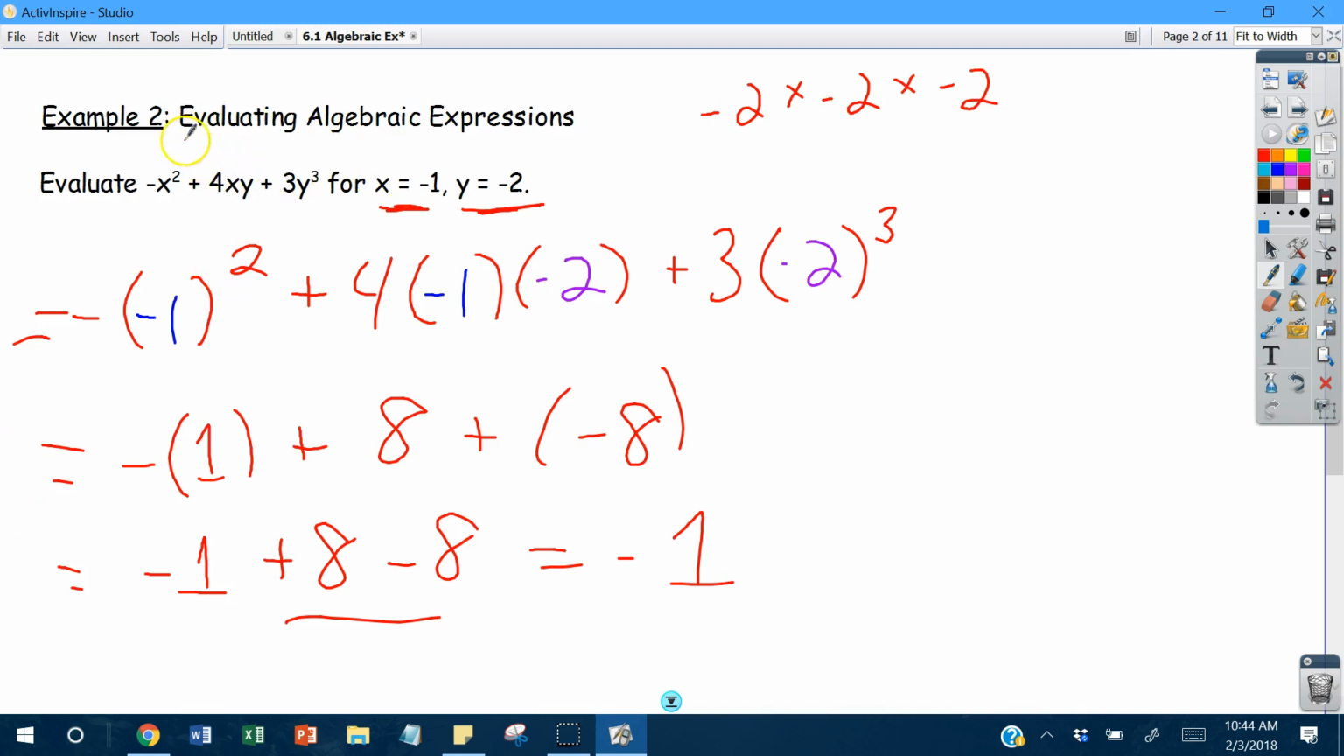But at the end of the day, anytime it says evaluate, it's going to tell you what the variables are going to be equal to, and you just plug them in. I really suggest putting parentheses before you plug things in. That way these negative signs didn't trip me up very much.